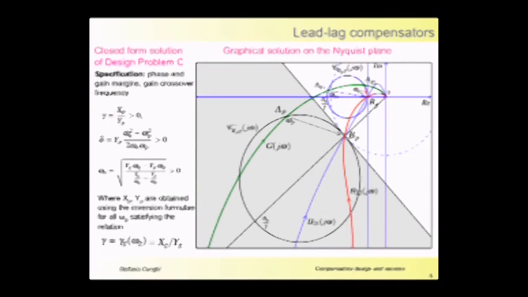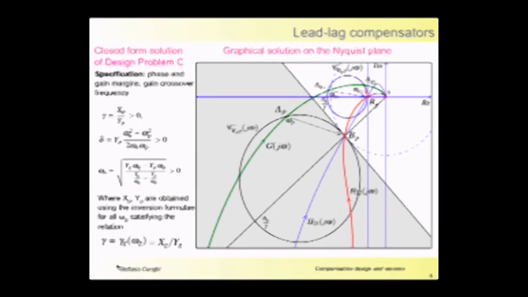I'm going to illustrate the solution only in the case of the design problem C. So given the phase and the gain margins and gain crossover frequency specifications, the closed form solution can be obtained using the parameters shown in the slide, where x and y can be calculated using the inversion formula.